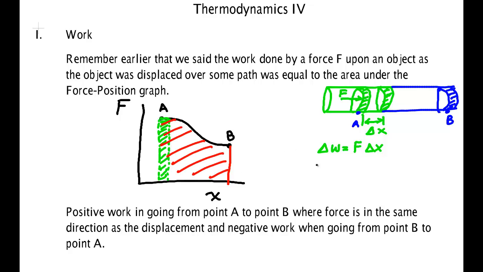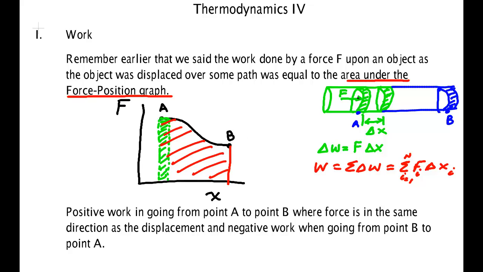That is, we need to sum up all the little delta W rectangles, or sum up these forces. Usually we put little subscripts where this goes from 1 to however many we have to add up. So, bottom line is, work done is the area under a force position graph. And that's earlier in the course. So nothing about that has changed just because we started studying thermodynamics.